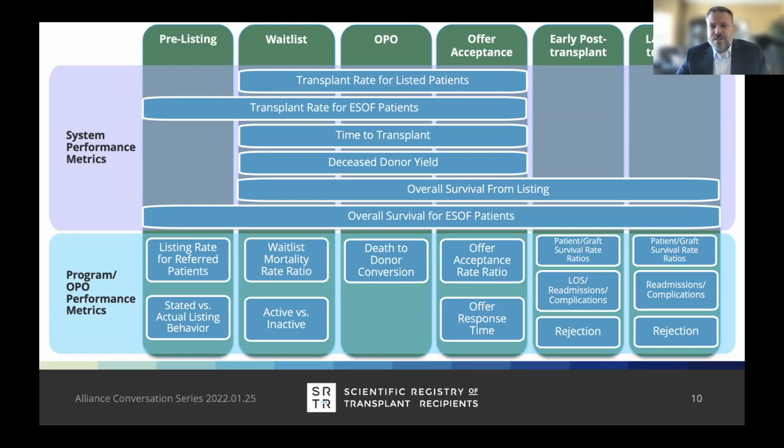So I'll spend just a moment here just describing this figure. In the green columns, we sort of have the process of transplantation from left to right. Pre-listing, what happens to patients before they're even placed on the OPTN waiting lists. Then we have the wait list period. I have an OPO labeled there, sort of things that are happening at the donor side, the deceased donor side of the process. We have the offer process once offers are being made to candidates. And then we can separate perhaps the post-transplant outcomes into early and late post-transplant periods.